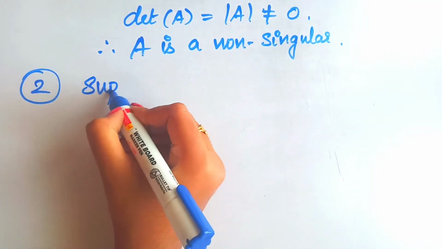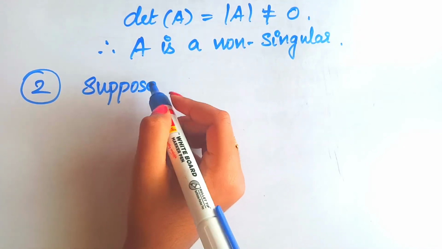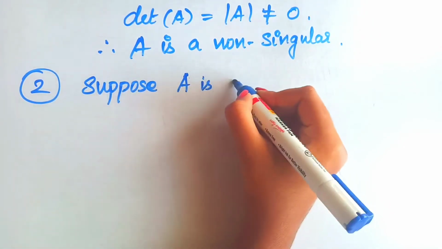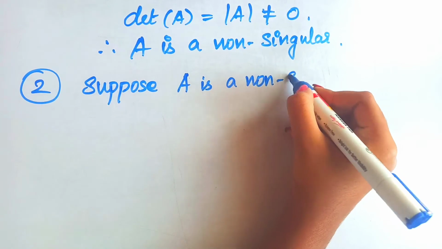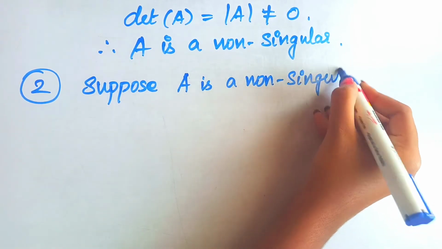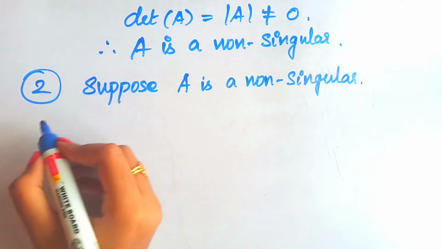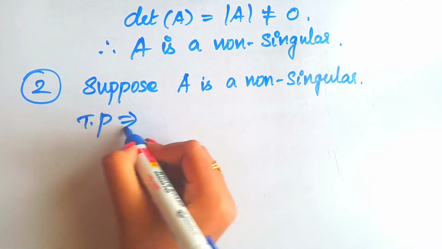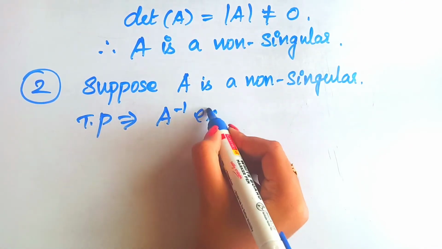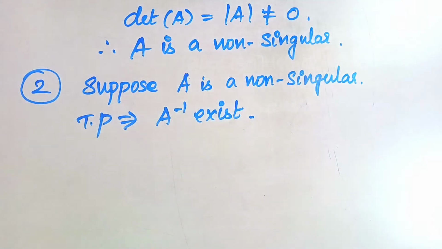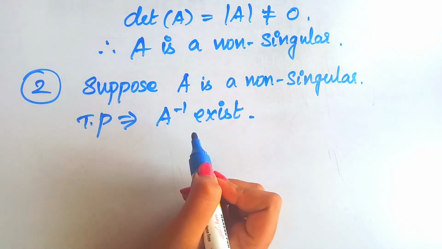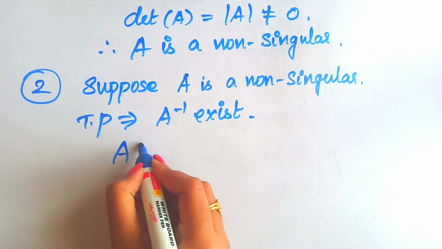Suppose A is a non-singular matrix. Okay, so A is non-singular. So what do we have to prove? We have to prove A inverse exists. So what is the formula of inverse? It is A into A inverse.